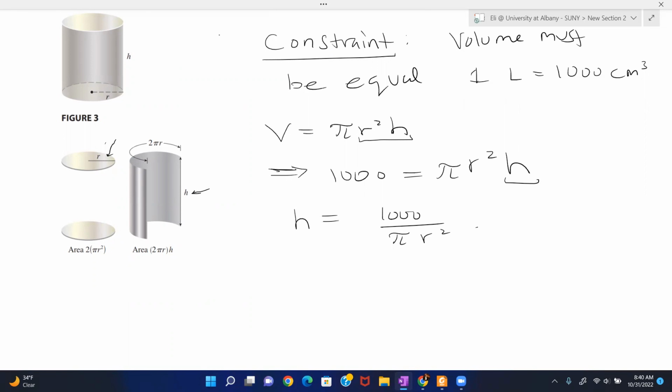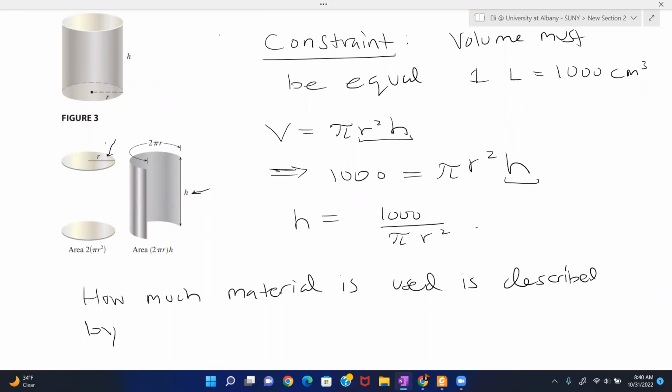And now we want to describe how much material you're using. How much material is used is described by the surface area of the cylinder. And that's not hard to figure out.